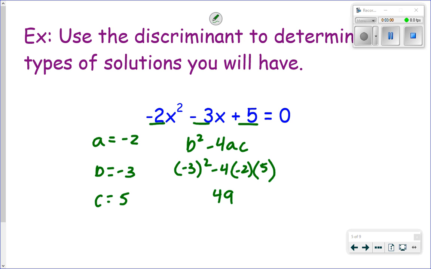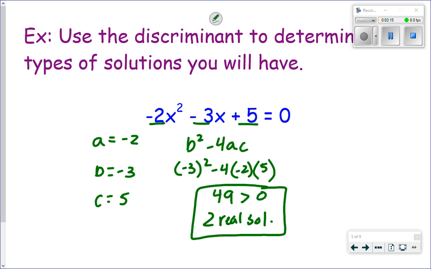Okay, now the second part of this is to determine how many solutions we have. So is 49 bigger than 0, equal to 0, or less than 0? Okay, it's bigger than 0, so that means I have two real solutions. So both of those are my answer to this first problem.